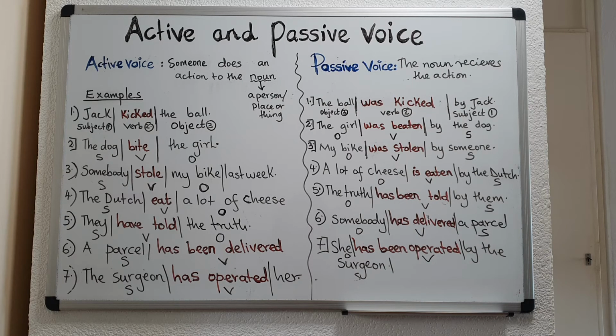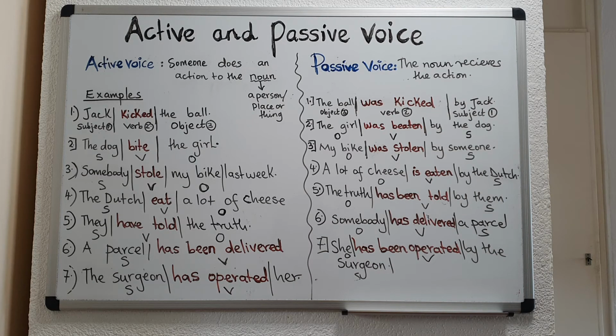Number 6. A parcel has been delivered. That is in the past perfect tense, because of has been delivered. Number 7. The surgeon has operated. So has operated once more is in the past perfect tense. It is very important, as I said, to pay attention to the tense of the verb in the active voice. Okay? Because when you change the sentence from the active to the passive voice, the verb also will change.